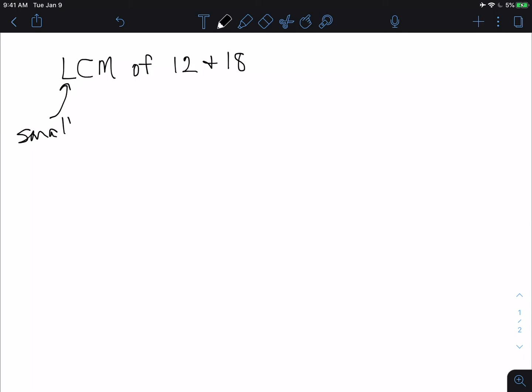So when we start thinking about the least common multiple and the greatest common factor, let's look at these two numbers. Let's do 12 and 18. If I want to find the least common multiple of 12 and 18, what I'm looking for is the smallest common shared multiple. So in order to find the smallest shared multiple, one way I could do it is just list out multiples of each number until I find one that is shared.